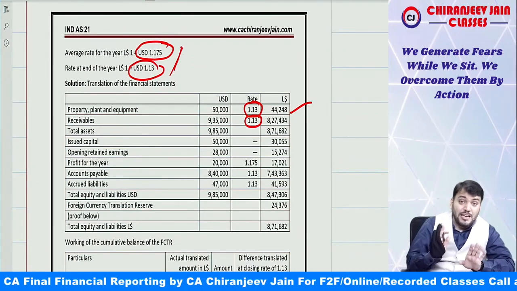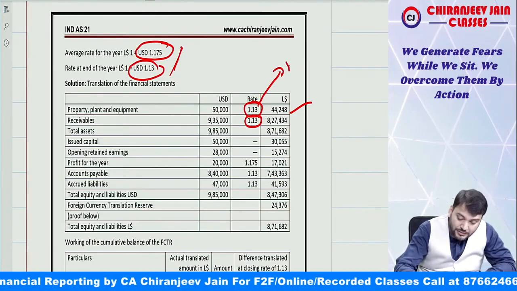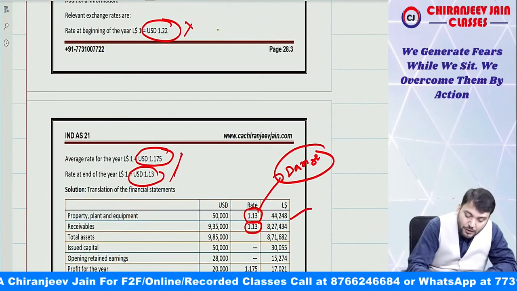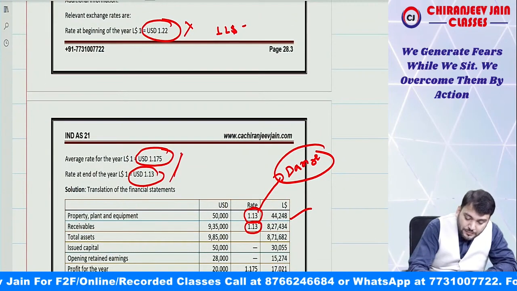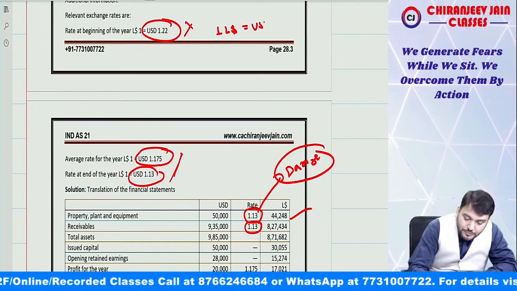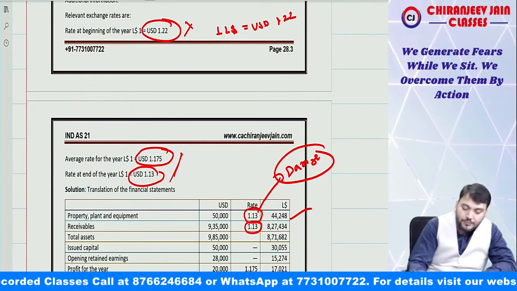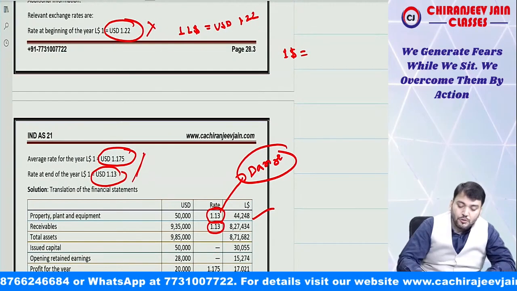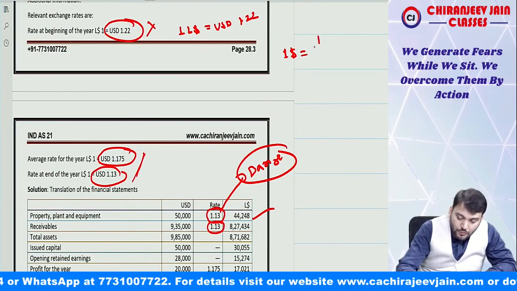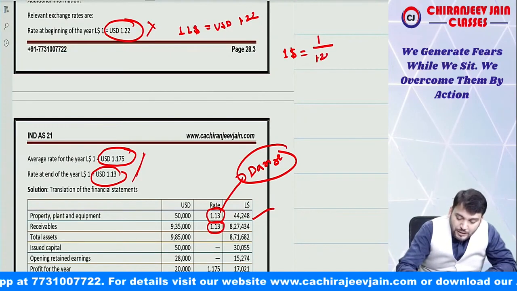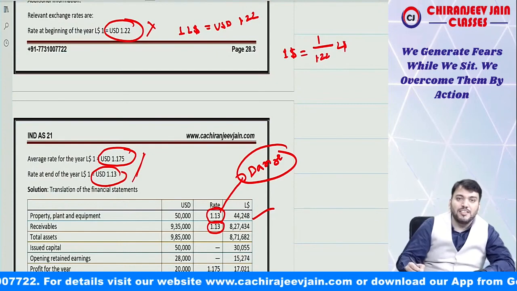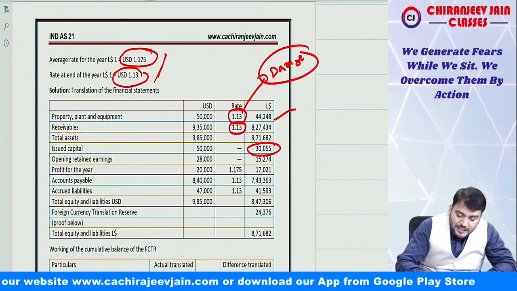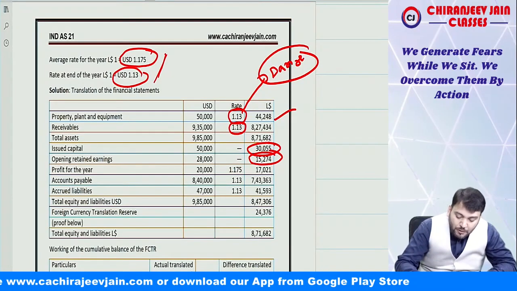Correct? Now that you know, be careful, this is very dangerous. Understood? Yes sir. What they have given is 1 L dollar is equal to US dollar 1.22. But you need to find out from the $1 point of view. So $1 is equal to 1 by 1.22 L dollar. I hope you are understanding what I am saying. Yes sir. And you can see this translated amount was given.